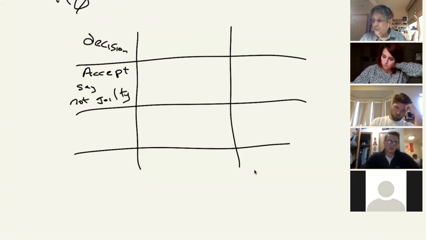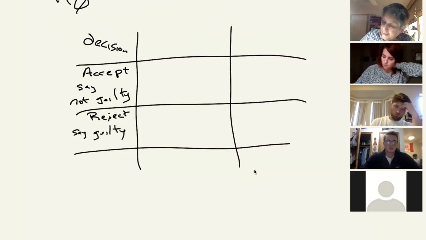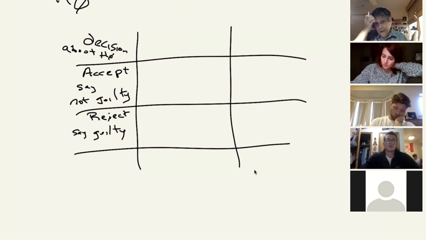Or we're going to reject the null hypothesis and say guilty. All right, so basically up here where I put decision, I'm just going to say decision about the null hypothesis, just to make sure you can see that. Apologize for this terrible handwriting. Okay, so that's what this column is telling us about.